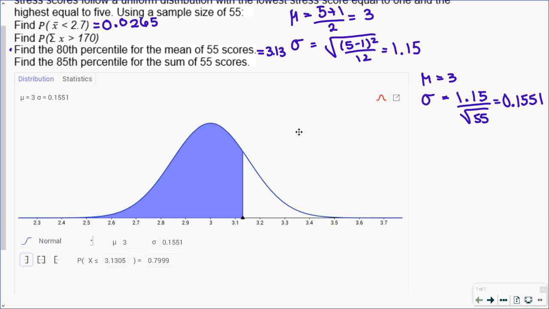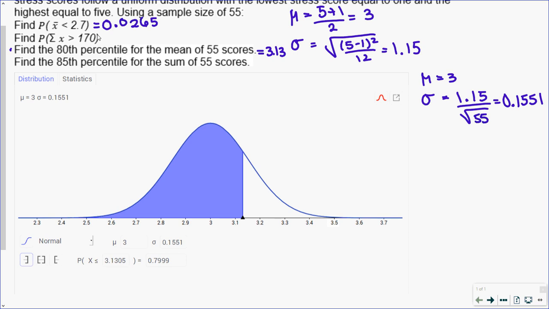And that's the stress score that covers 80% of the data, from 80% and lower. Sorry, I keep saying 85 because the next one is 85. All right, so now we're going to do the sum.